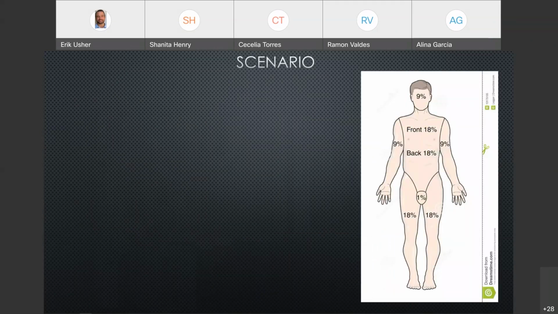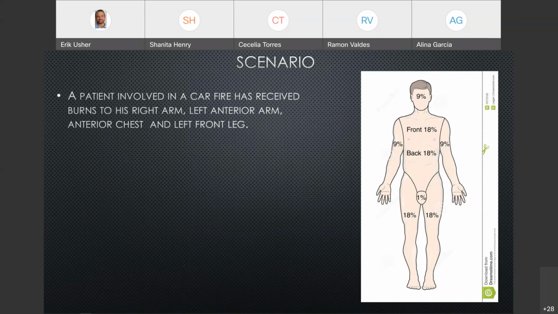So again, if we take a scenario, and we'll walk through this, nobody's going to be doing quick math in the afternoon after lunch. So you have a patient involved in a car fire, received burns to his right arm, left anterior arm, anterior chest, and left front leg. So how do we calculate that?